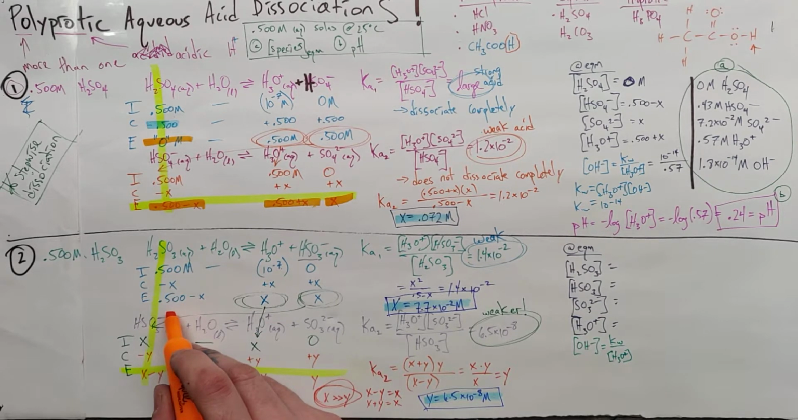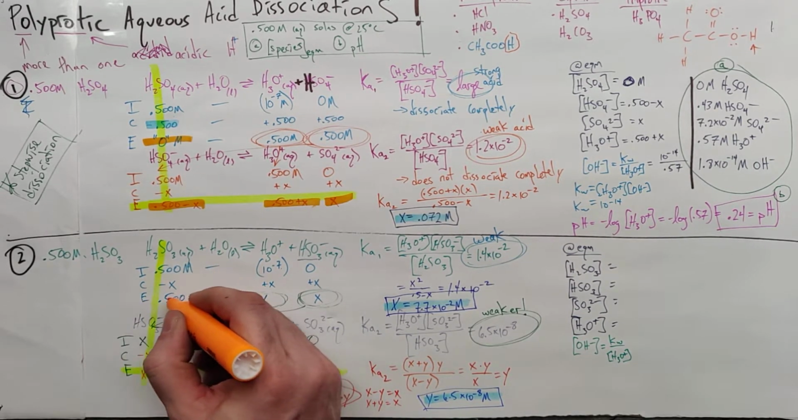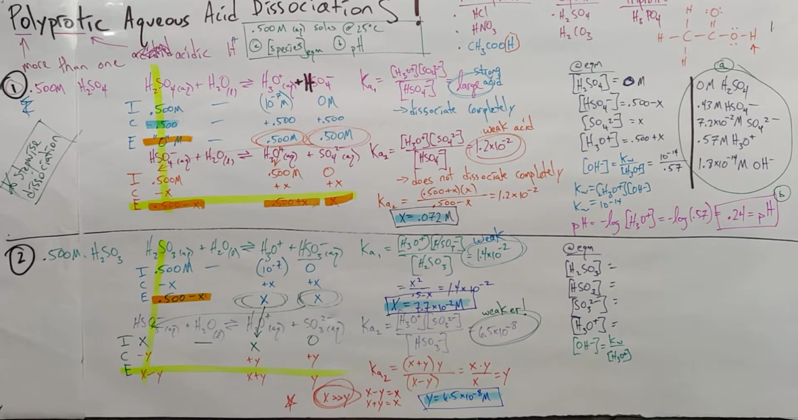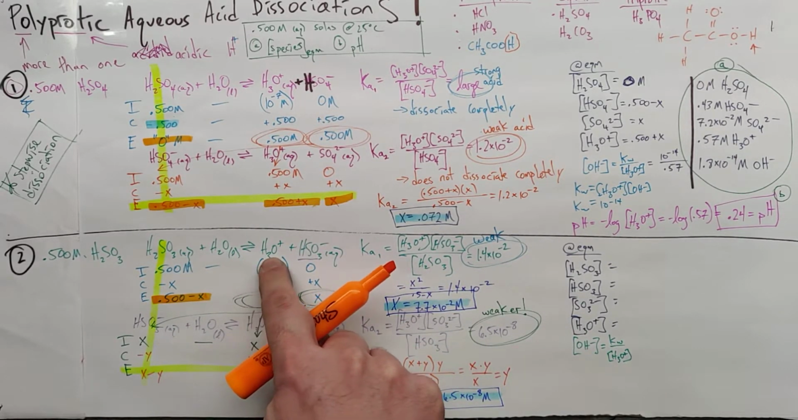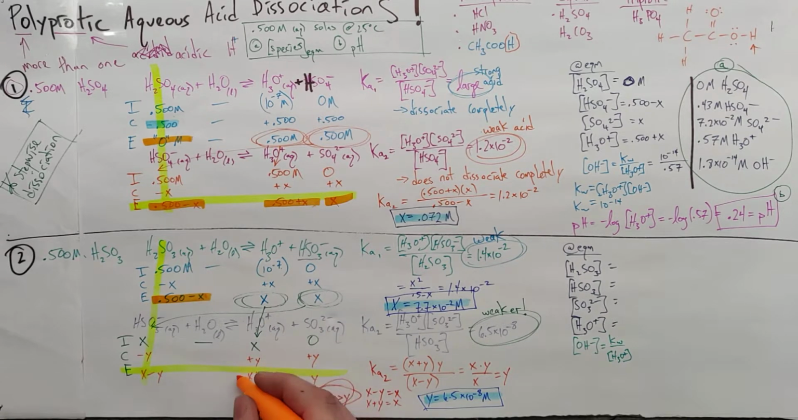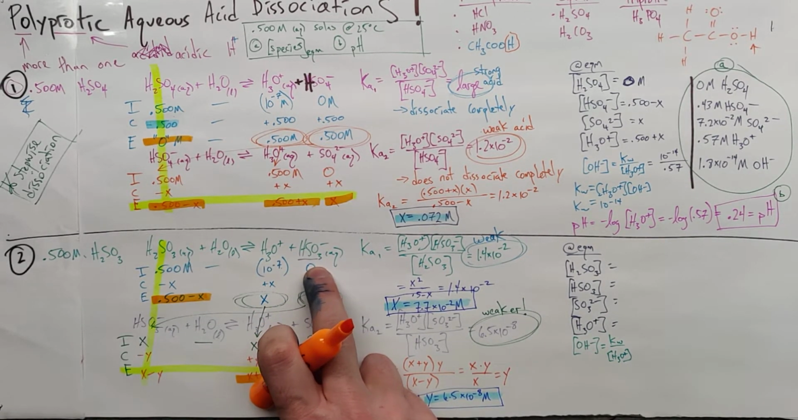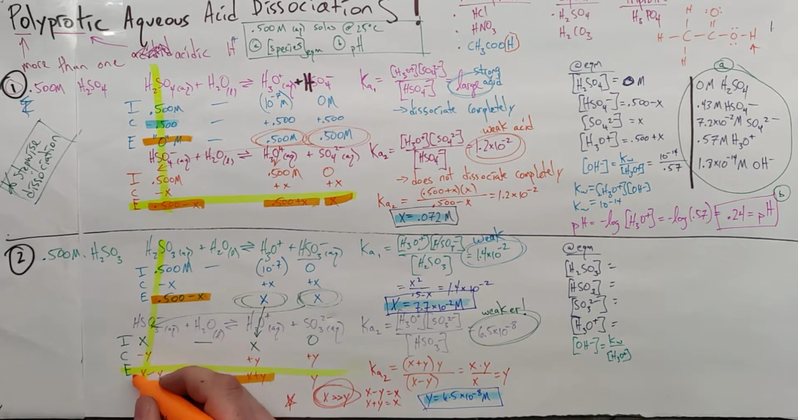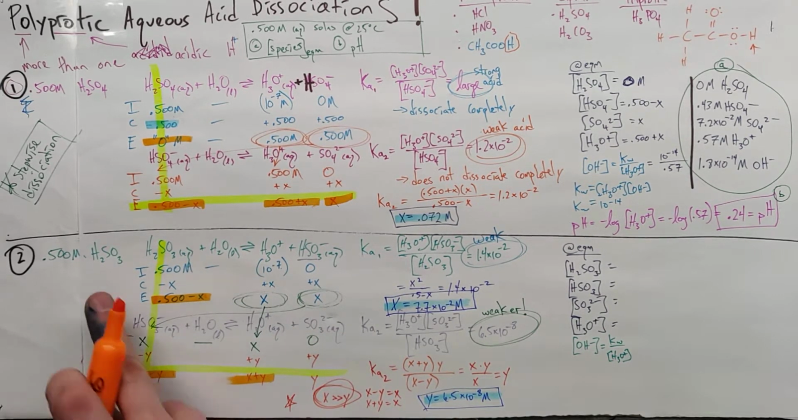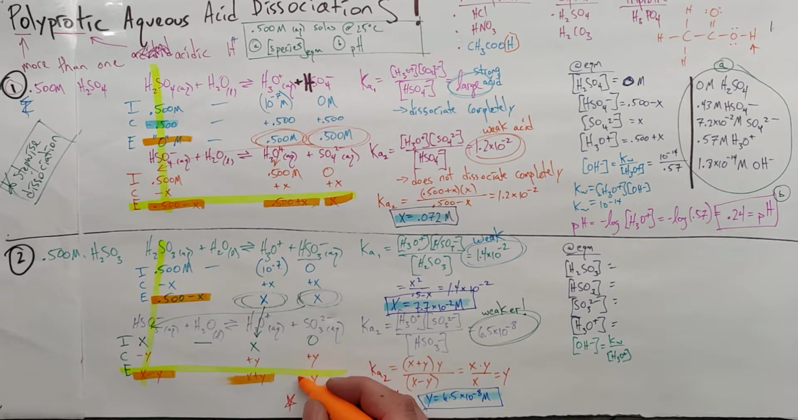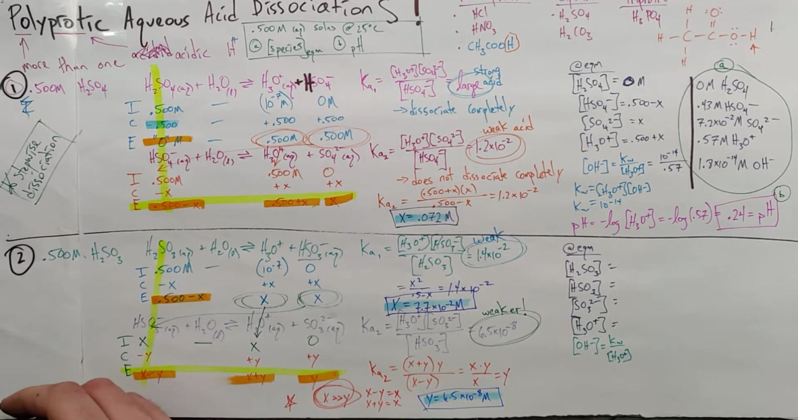0.500 molar turns into 0. This number here is the last time I see the HSO3 minus, right? It's nowhere else. If I'm looking at H3O plus, though, I can see it right there. So this must be the value that I need. If I'm looking for the HSO3 minus, the last time I will see it is right there. So that must be the value we need. And if I'm looking for the SO3 2 minus, that is the last place we see it. And that's what we're going to have over there.